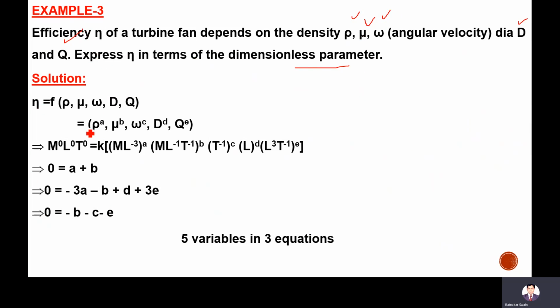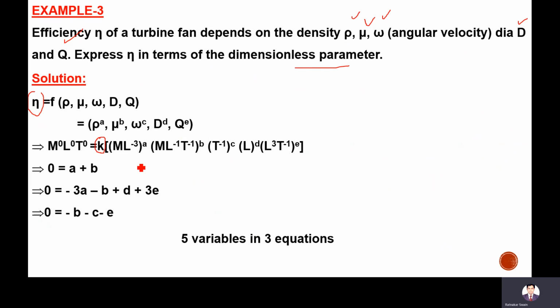So in exponential form we can write rho to the power a, mu to the power b, omega to the power c, d to the power d, q to the power e. And dimensions on the left hand side and right hand side we can write. Efficiency has no dimension, M to the power 0, L to 0, T to 0. So k has no dimension, so it's not required to write the k. Rho is ML^-3, mu is ML^-1 T^-1, angular velocity is T^-1. Angular velocity is rotation per unit time, so it will be T^-1. D dimension is L. Q dimension is L^3 T^-1 to the power e.